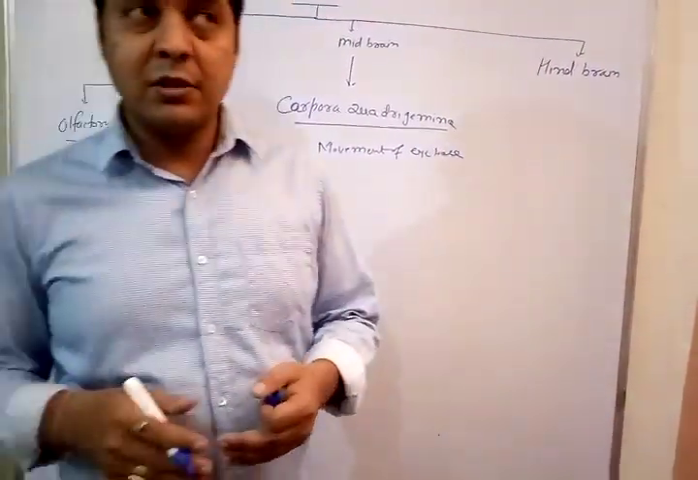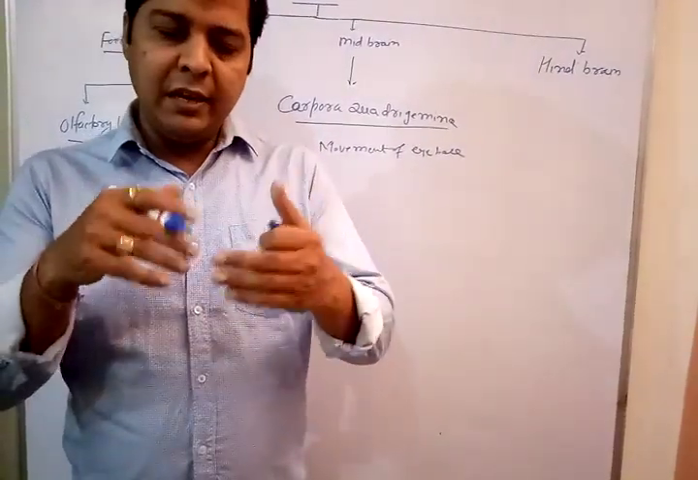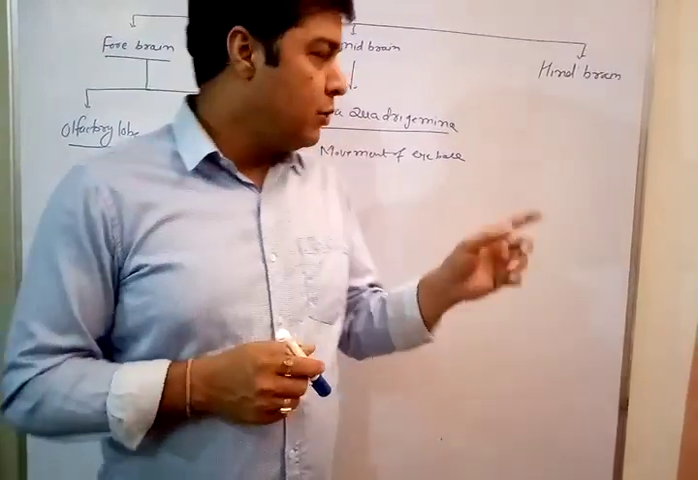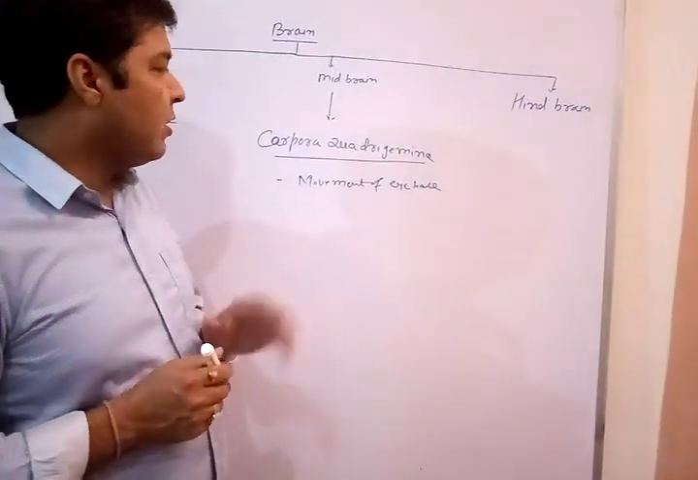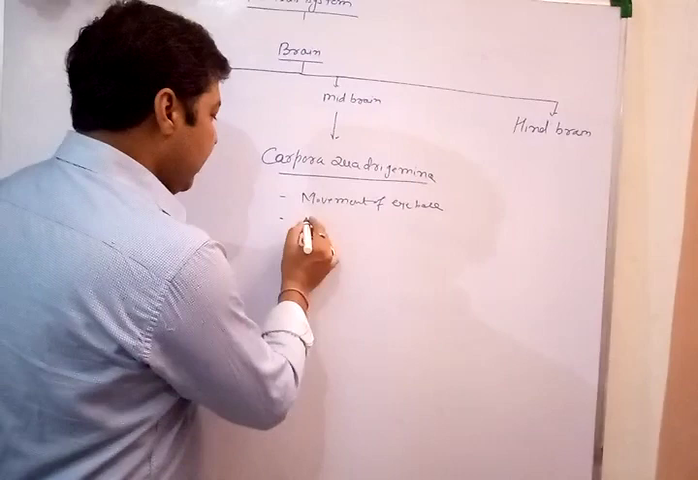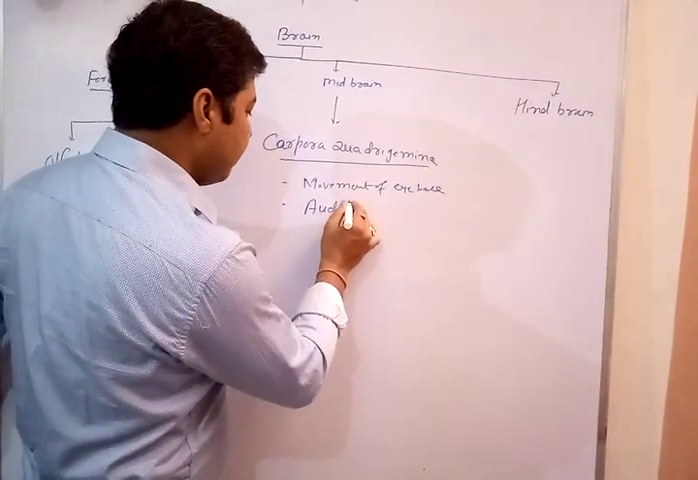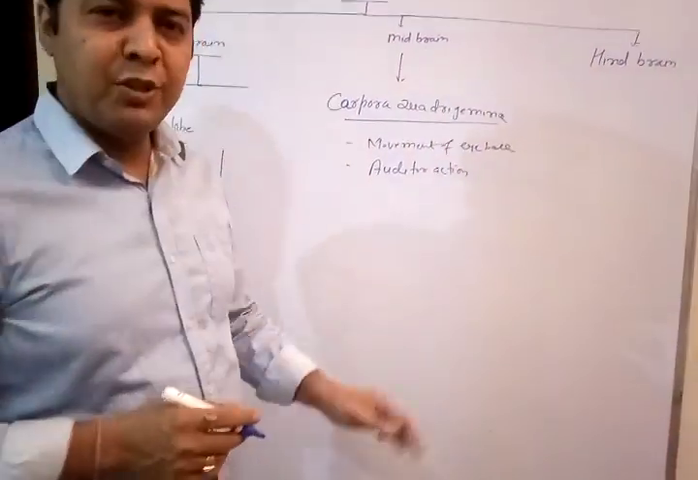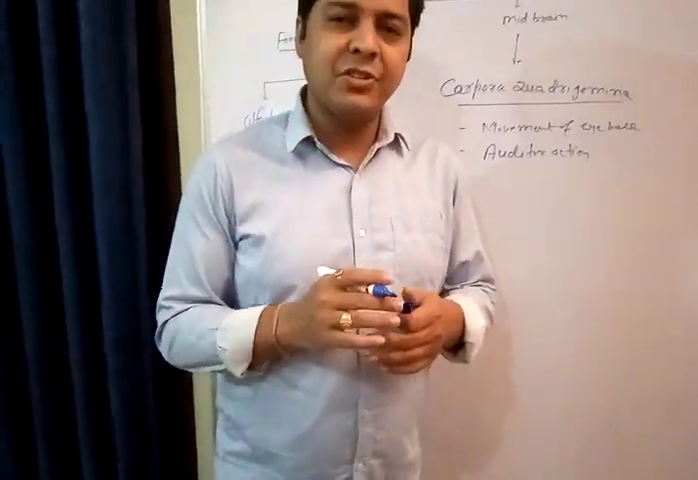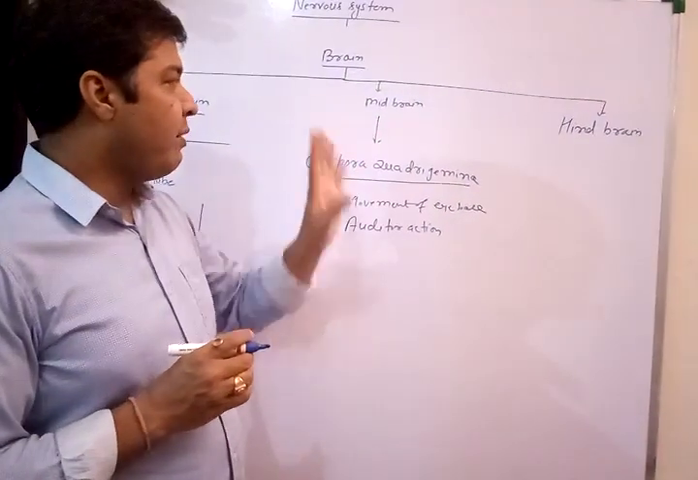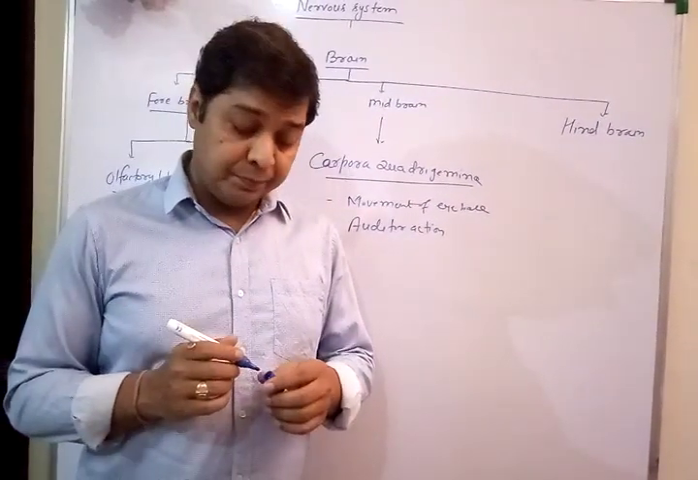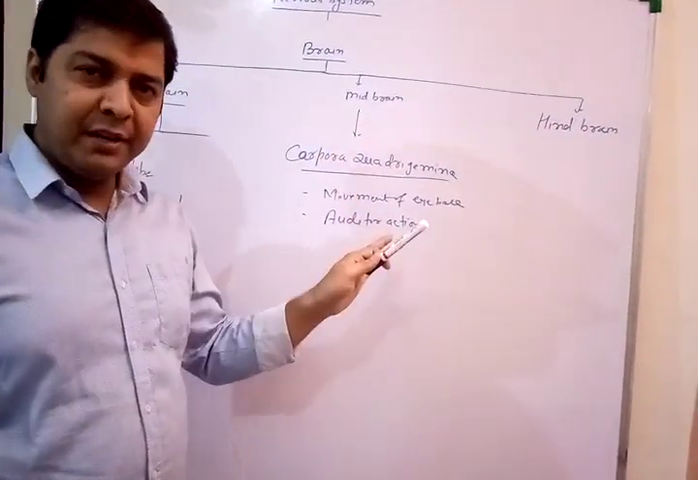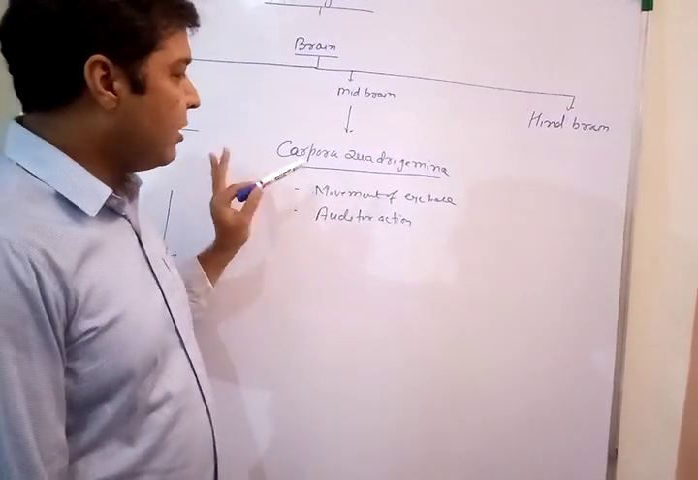We might have seen Kathakali, how they rotate their eyes inside the eye socket. That kind of movement is controlled by corpora quadrigemina. Somehow it is also responsible for some auditory actions. It is also responsible to manage and control some auditory actions. So these kinds of functions are performed by the midbrain. Clear? There is no other specified part of the midbrain. We only look at the corpora quadrigemina.